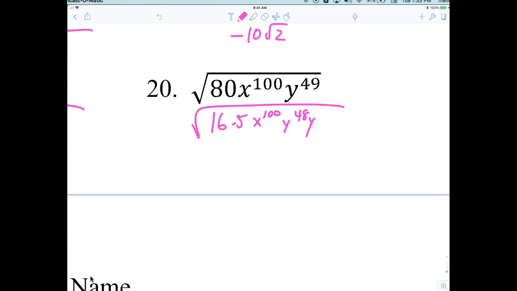All right, here we go. So your final answer is, who's got me? 4, x to the 50th, y to the 24th, radical 5y.